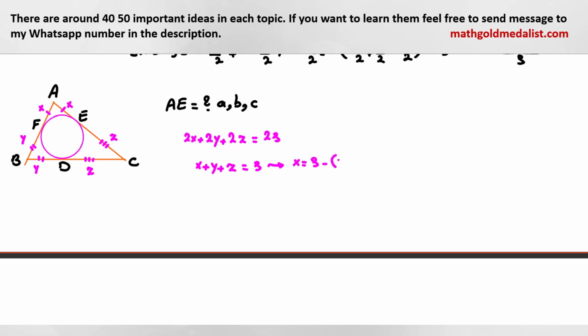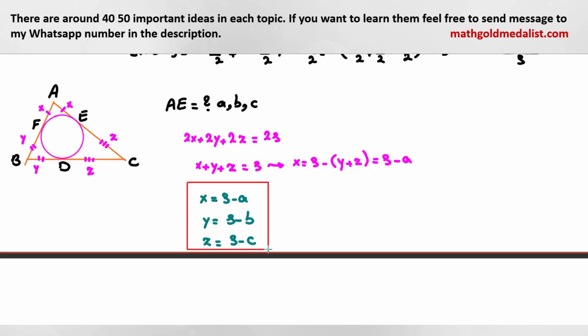Yes, it's X, which is S minus (Y plus Z). Y plus Z is what? So it is S minus (B plus C) over 2, that is S minus A, right? So X is S minus A. Similarly, Y is what? Y is S minus B. Yes, and Z is what? This one, S minus C. Okay, memorize these three formulas, okay?